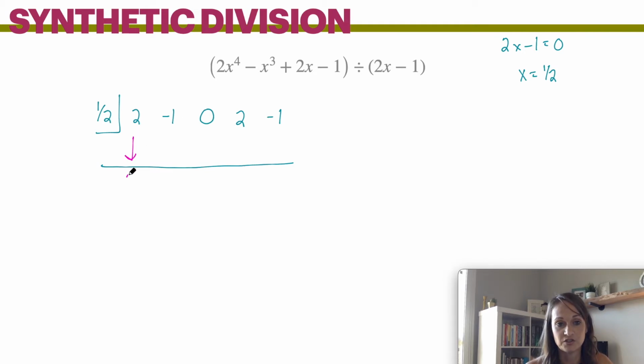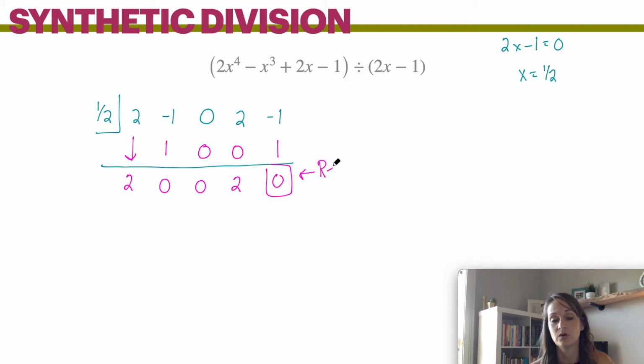Always bring down your first term. Multiply. 1/2 times 2 is 1. And then add. -1 and 1 give you 0. 1/2 times 0 is 0. Add. You get 0. 1/2 times 0 is 0. Again, you add. 2 plus 0 is 2. And then 1/2 times 2 is 1. Add. -1 and 1 give you 0. Again, the farthest number that you end with is always your remainder.